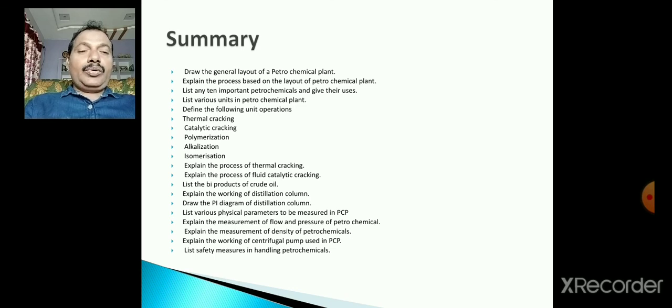So, with this, we can conclude here, and in the next class we will discuss measurement of flow and density and measurement of temperature. These parameters we will discuss, and after that we will discuss the centrifugal pumps that are used in petrochemical plants and handling of petrochemicals. The safety measures we will also discuss in the next class.